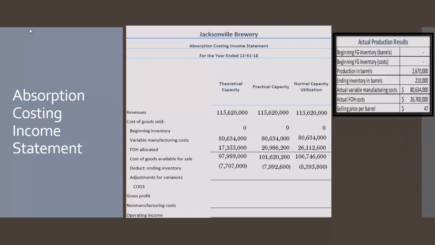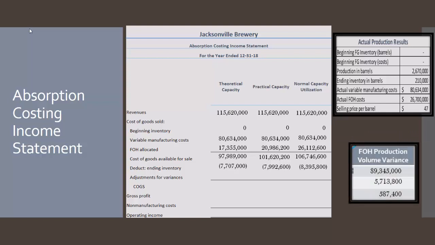Now we have our adjustments for variances, and that is what we just figured out on the last slide. Under theoretical, we would have had a variance of $9,345,000. That would have been an under allocation, so we would have to add that to our cost of goods sold. Under practical capacity, we would have had an under allocation of $5,713,800. Again, that's an under allocation. That would increase our COGS. And then under normal, it was $587,400.